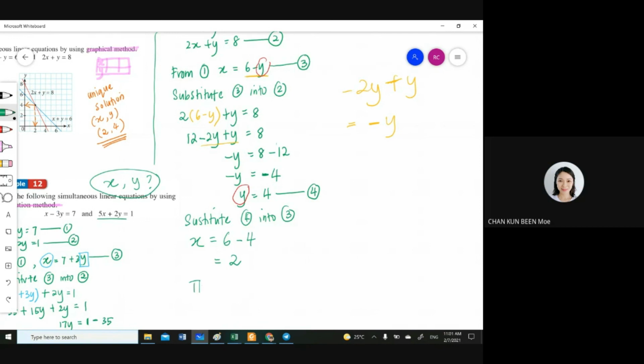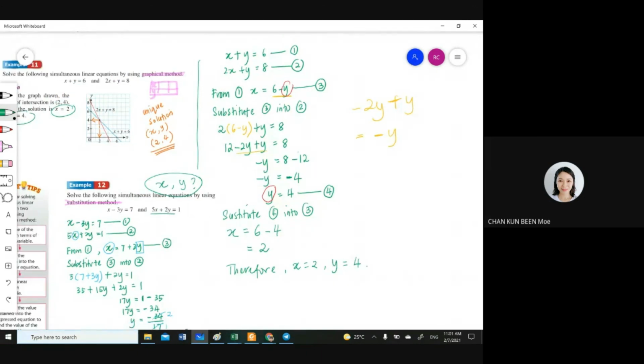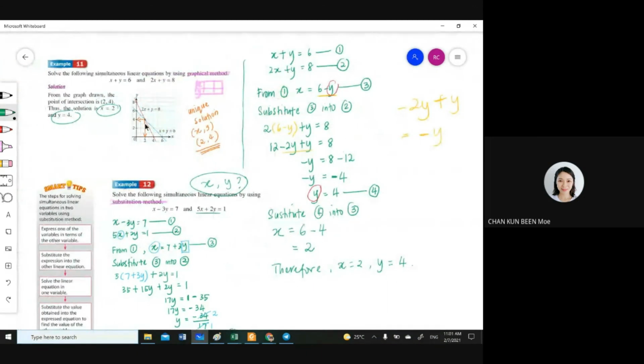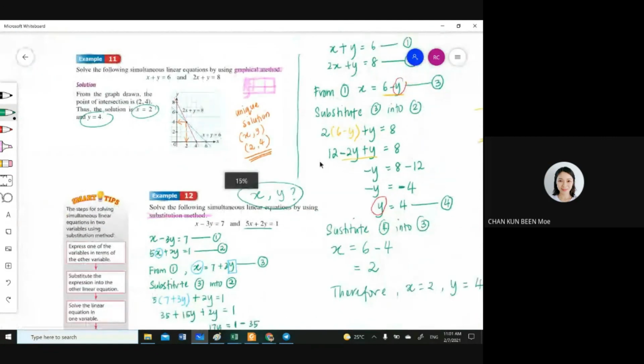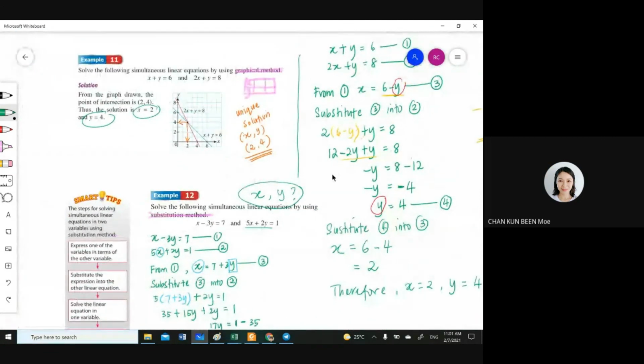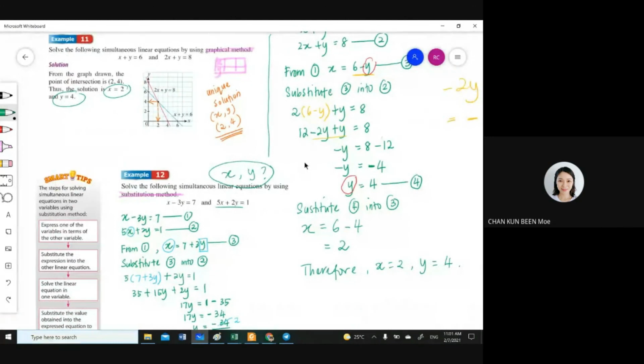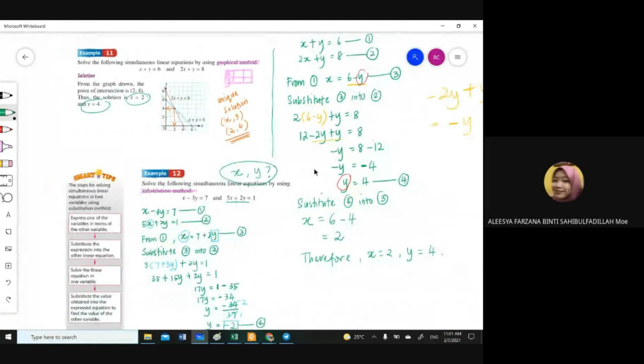Then lastly, you answer the question. Therefore, x is equal to 2, y is equal to 4. So you can check back the answer. x equal to 2, y equal to 4 just now. You see our answer over here? x 2, y 4, right? It's the same thing. So besides using the graph, you can also use the substitution method. Okay? Do you have any question? No. No?